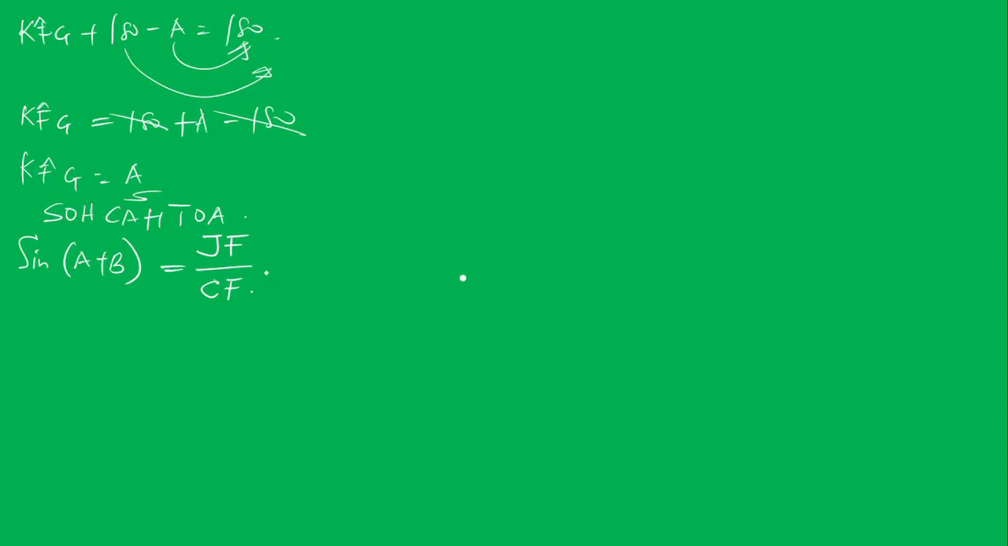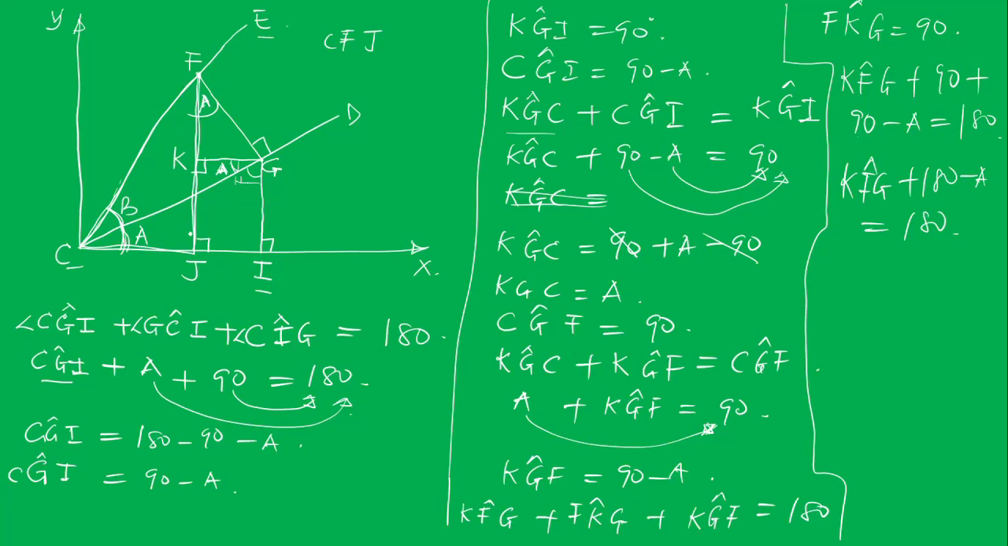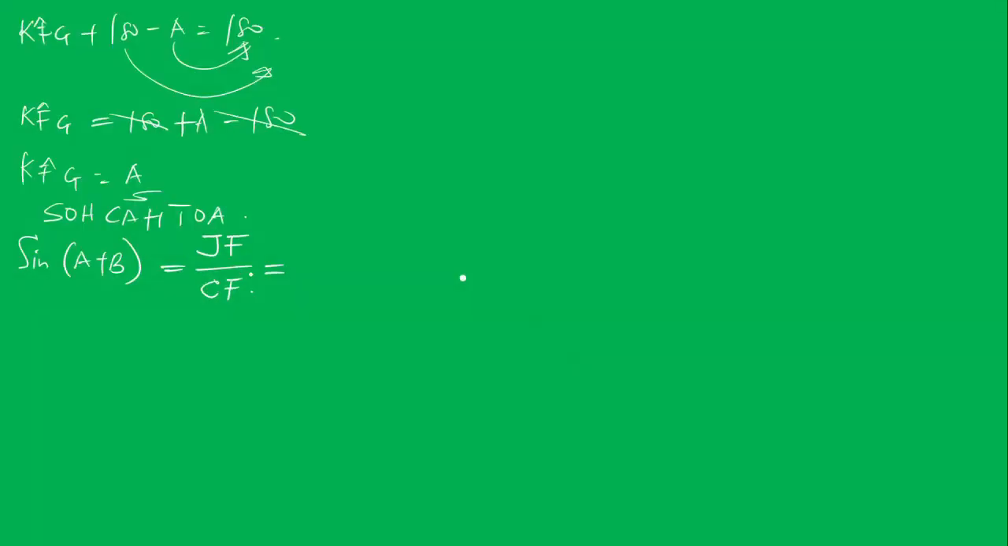So now, having done this, we also know, let's look at it critically again. We know that JF is the same thing as JK plus KF. So JF is equal to JK plus KF. So let's write it. So this is equal to JK plus KF all over CF. So now we need to divide each of these terms by the denominator. So you have JK all over CF plus KF all over CF.